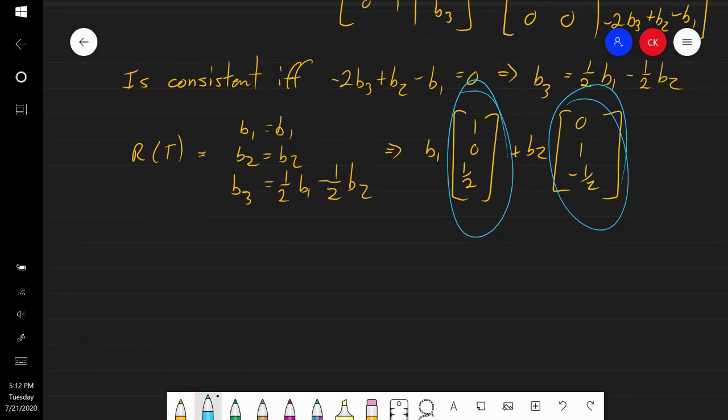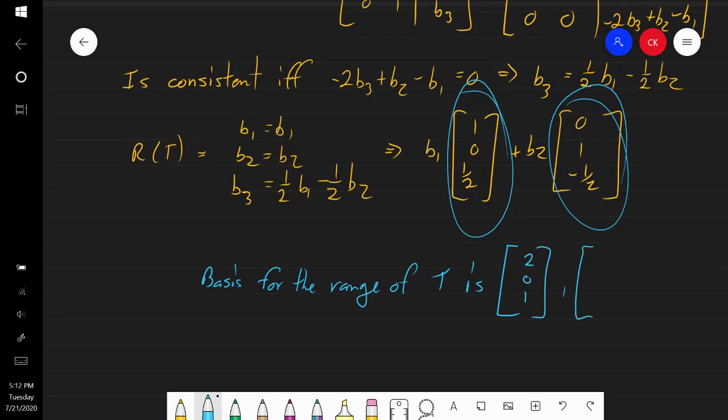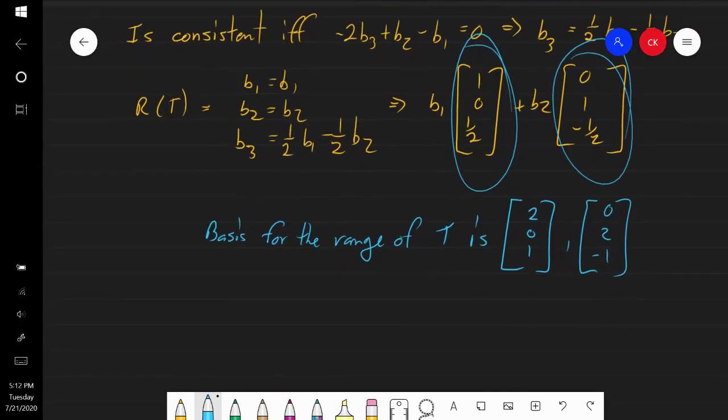So our basis here for the range of T is 2, 0, 1, and the other one would be 0, 2, minus 1, for a nice set of basis vectors. We have two vectors in the basis, so the rank then is equal to 2. So now we've answered that question as well.